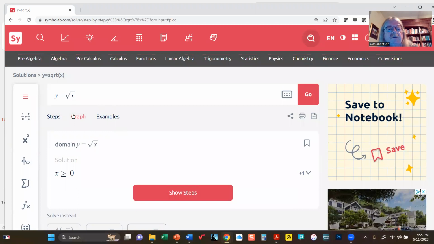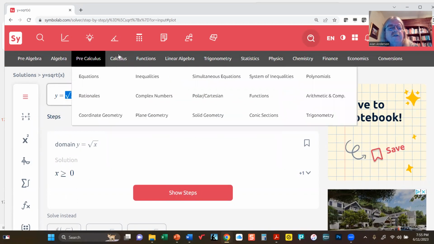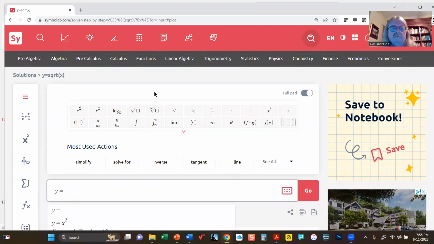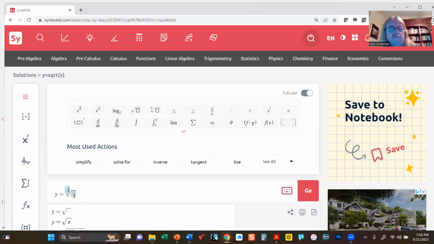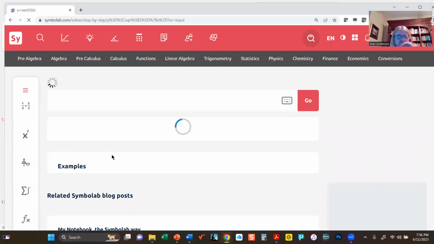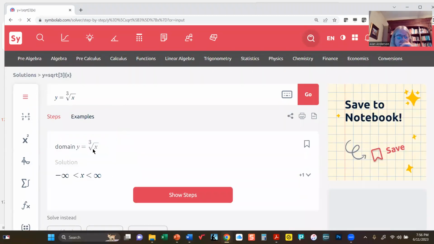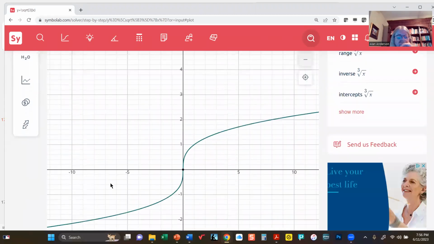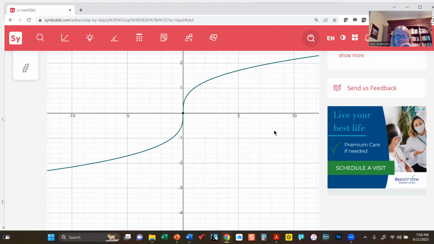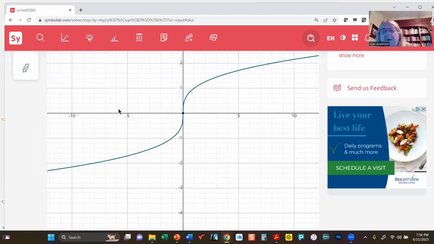But if I change that to a cube root, that's a very different story altogether. You get the first and the third quadrants because you can have negative y's and negative x's. So it has that sort of unique cubic look to it, but the domain and the range are both the entire real number line.